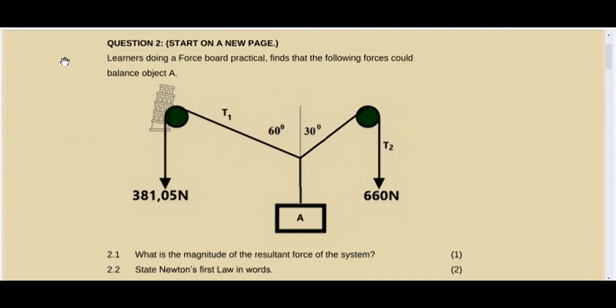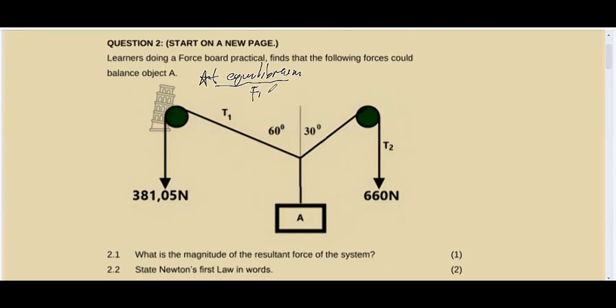Okay, so in today's lesson, we are on the topic vectors in 2D. And then we have this question 2 here. It says, learners doing a force board practical find that the following forces could balance object A, right? So if they ever talk about forces balancing out an object, that means we know that the whole system here is at equilibrium, right? Now, if the system is at equilibrium, these are the few things that we know.